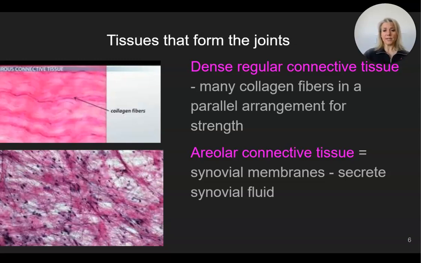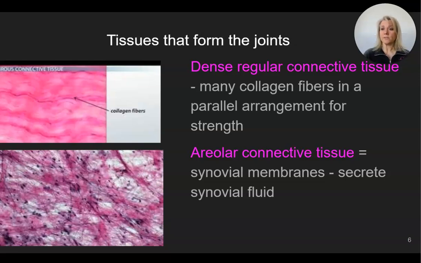Some other tissues that you're going to find in the joints include dense regular connective tissue. This is fibrous connective tissue. So recall that dense regular connective tissue is going to contain lots of collagen fibers, and those collagen fibers are arranged parallel to one another, so they're able to be packed together very, very closely. And then the second kind of tissue that is associated with joints is areolar connective tissue.